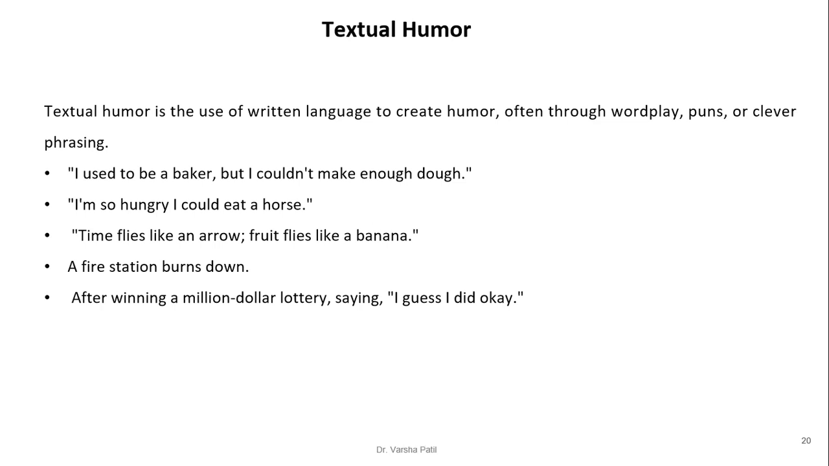Textual humor. Textual humor is the use of written language to create humor, often through wordplay, puns, or clever phrasing. For example, I used to be a baker, but I couldn't make enough dough. I am so hungry, I could eat a horse. Time flies like an arrow, and fruit flies like a banana. Here just the words are reused, and instead of time, fruit is used. A fire station burns down. After winning a $1 million lottery, saying I guess I did okay. So this is textual humor, and to understand it we require a great knowledge of languages and other things or beliefs to understand such text.